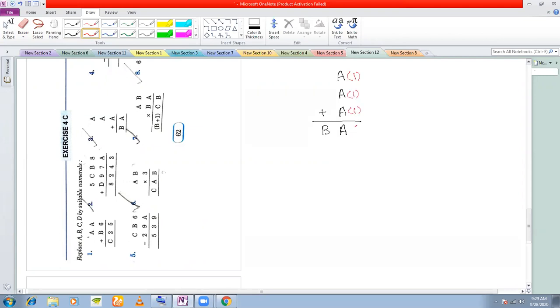how much will I get? I'll get a 3 here, and I'll get a 0 here. But I must get an A here, right? But 3 is not A. A is 1, isn't it? So I cannot accept 1. So next what I do here is I try it with 2.